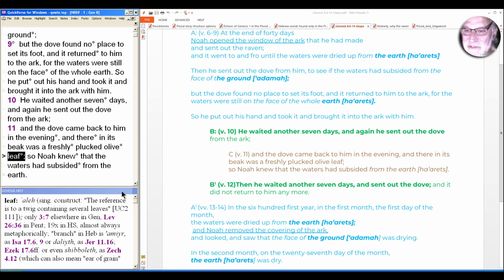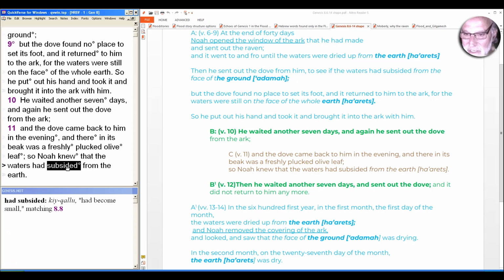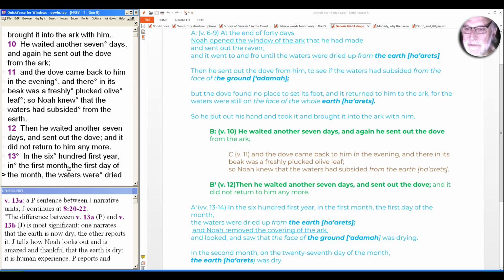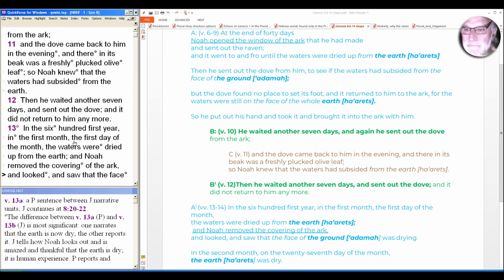And the confirmation of that is what follows here in verse 11. Because once the dove comes back with the olive leaf, Noah knew that the waters had subsided, had become small, so that's clearly the purpose. What Noah knows here isn't that God has forgiven people or that peace has broken out, but simply that there is dry land that is now growing leafy things again. So just to be sure, he waits another seven days and sends out the dove, and this time it didn't return to him, and so that tells him that the dove has a place to build a nest and find a home, and we're approaching the end of the story here.